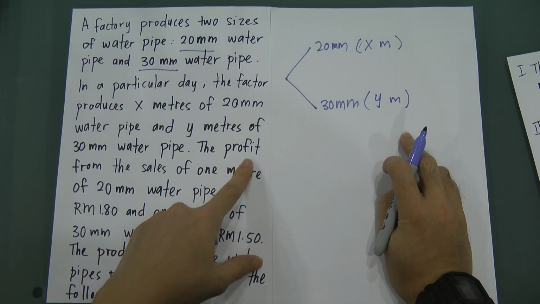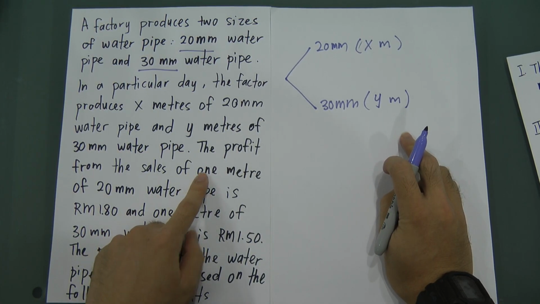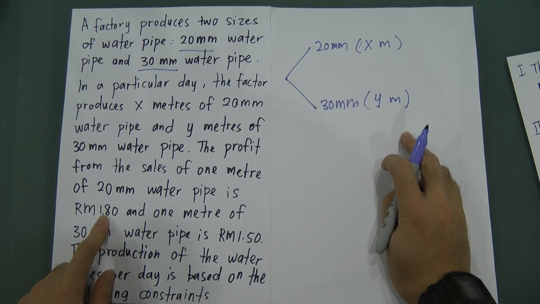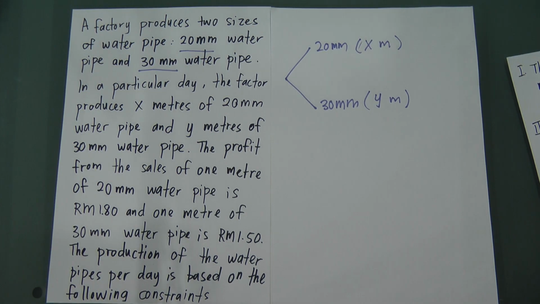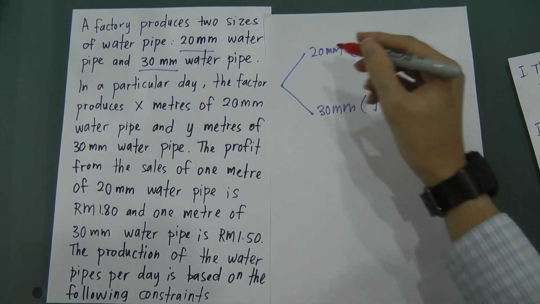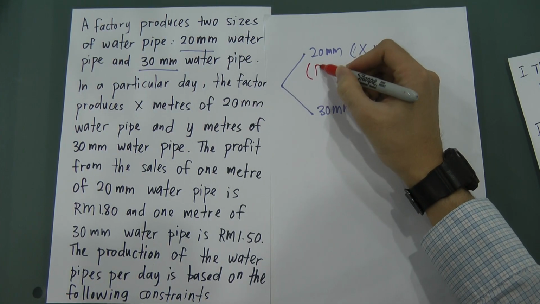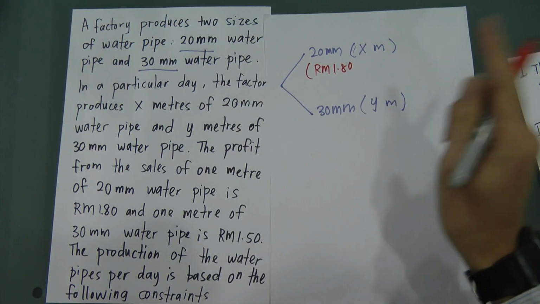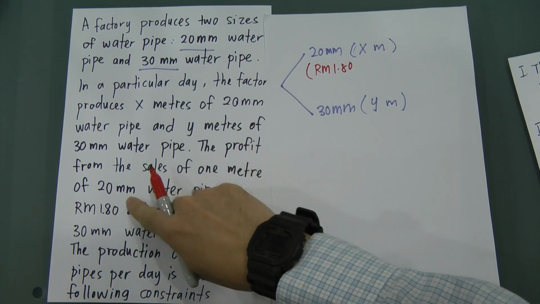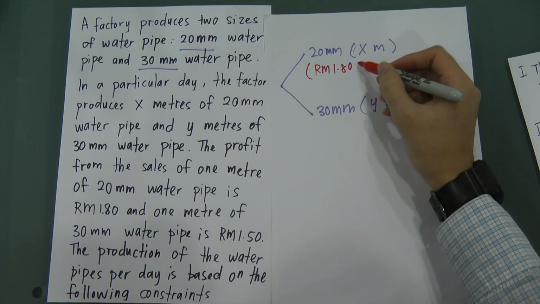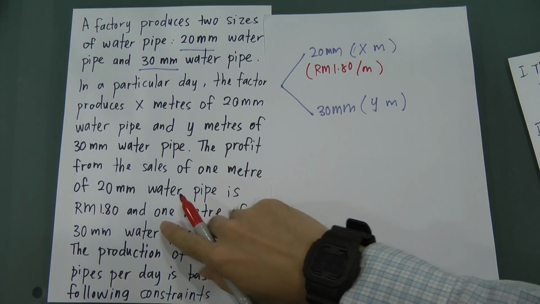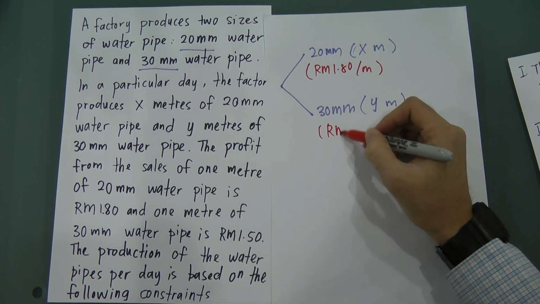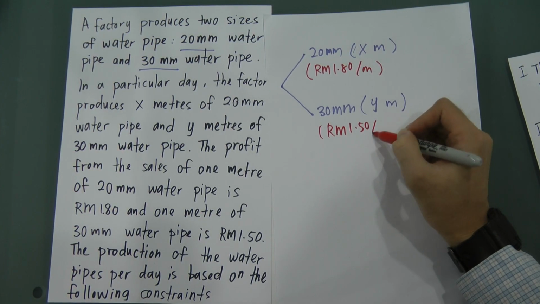The profit from the sales of 1 meter of 20 mm water pipe is 1 ringgit 80 cents. It means the profit of selling this one is 1 ringgit 80 cents per meter. This one is the same, and 1 meter of 30 mm water pipe is 1 ringgit 50 cents. This is something we call profit per meter.